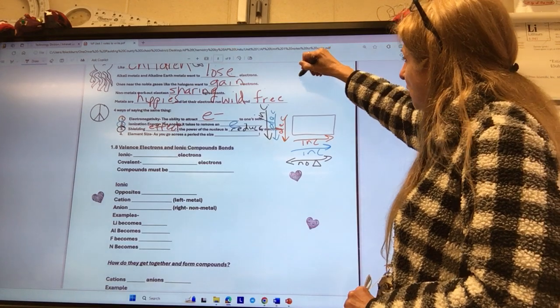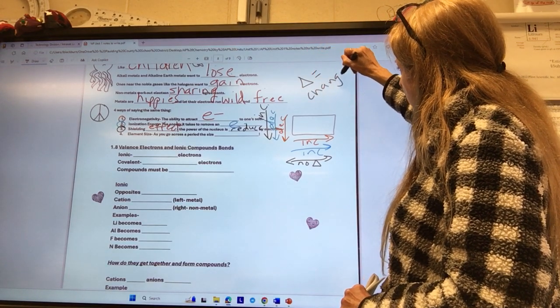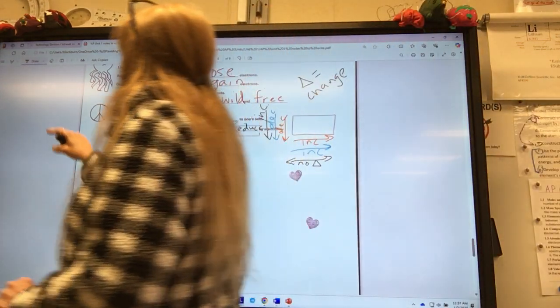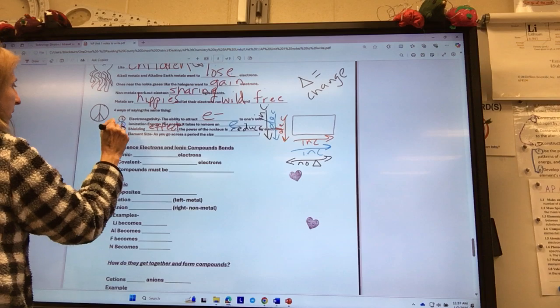Triangle means change in science and math. It means change or difference. Okay? And then the last one, element size. This is a weird one. We'll make it purple.